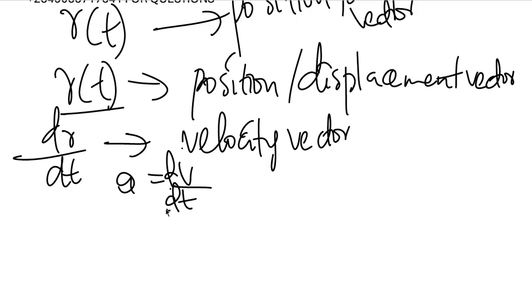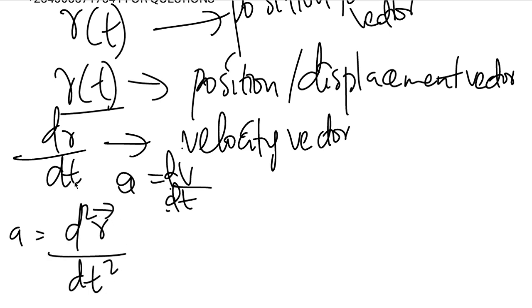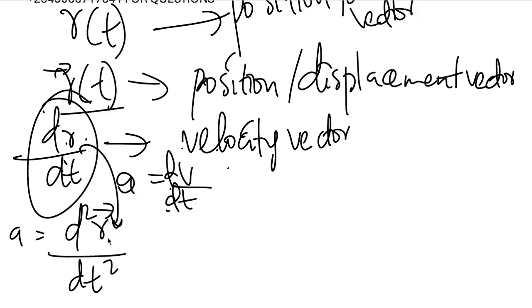So if you have dv/dt, that means acceleration with respect to this position vector is going to be d squared r over dt squared. That means we are differentiating it again. We are differentiating the vector dr/dt. So if we differentiate the velocity vector, we get the acceleration vector, which is d squared r over dt squared. Do you get that? So now let's solve questions.